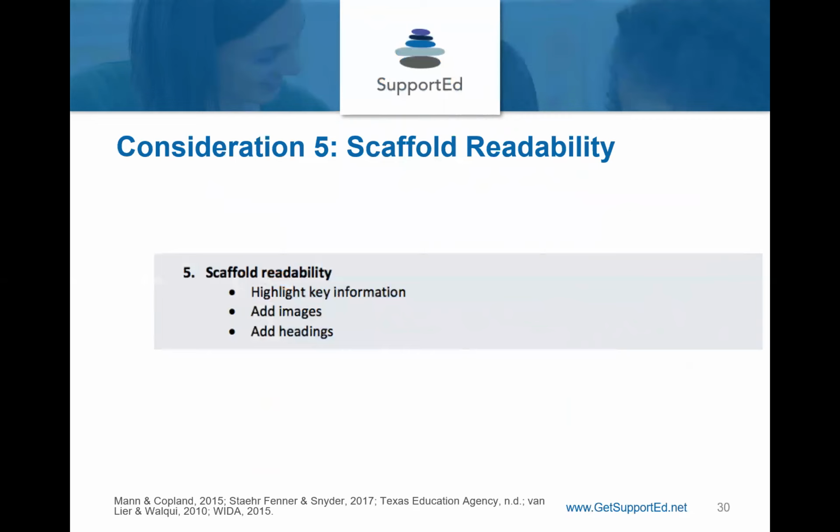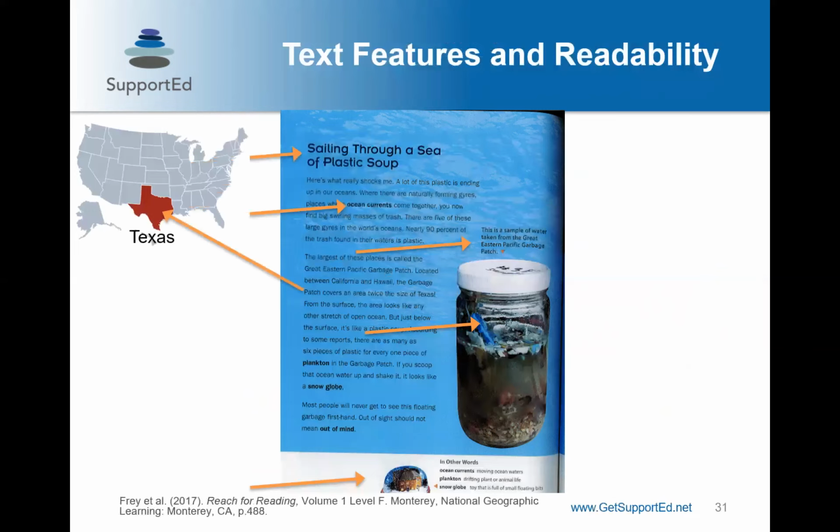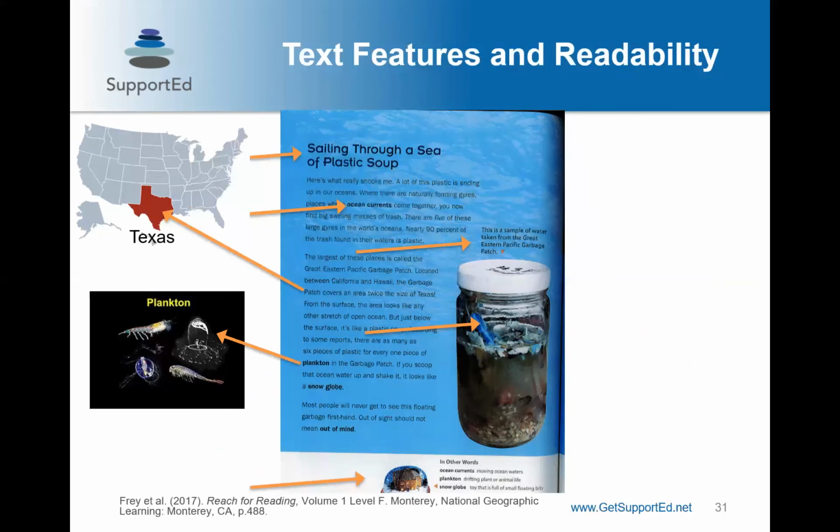All right, 5th consideration is scaffolding readability. And this is really looking at the text features that are already there and adding to them if you feel like you need more text features. So looking at the National Geographic text, there's a lot of text features already there with the arrows indicating them. We've already discussed a lot of those. But you may be wishing there was more here, and you've already mentioned a few of the things. One thing I would like to add is some visuals. So, to give the students a sense of what Texas really looks like. How large is it? And what plankton looks like.